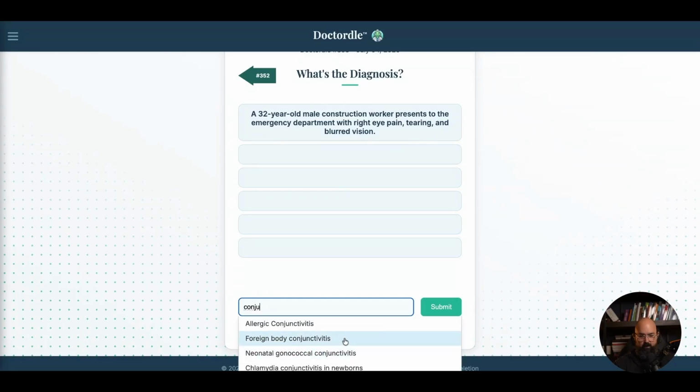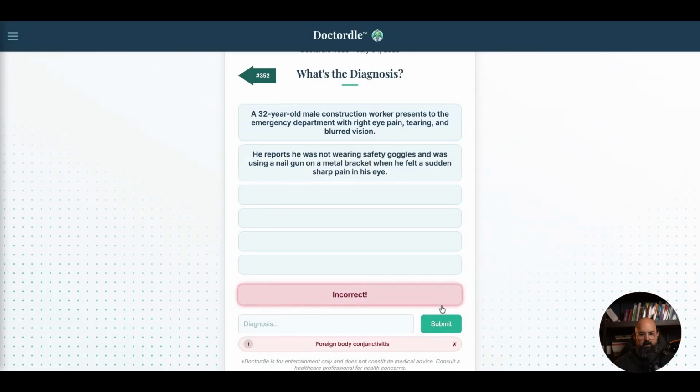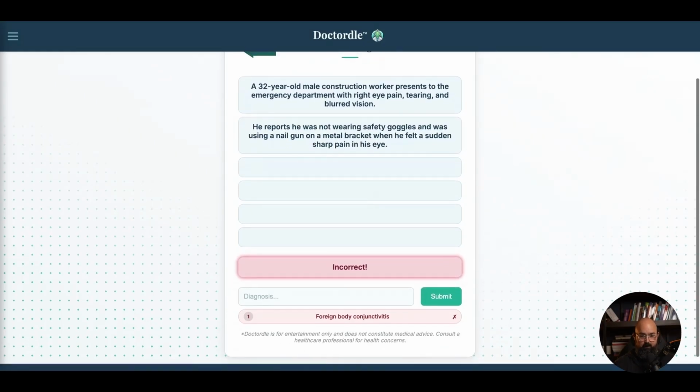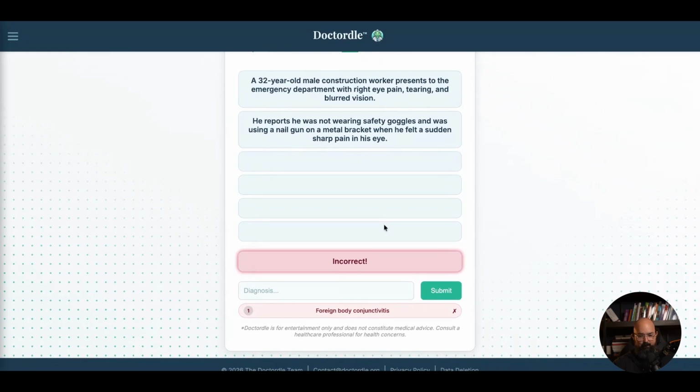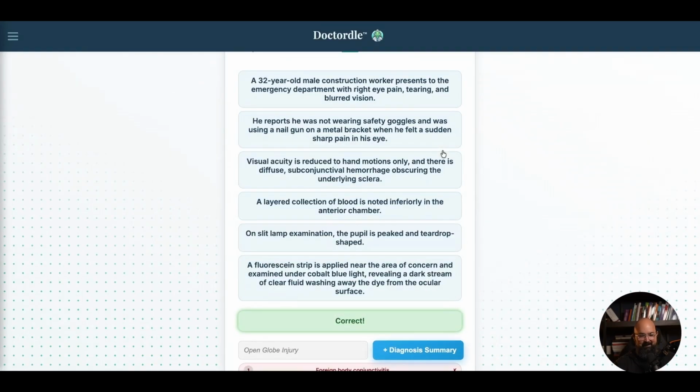Foreign body conjunctivitis? Let's try that. Nay. He reports he was not wearing safety goggles and was using a nail gun on a metal bracket when he felt a sudden sharp pain in his eye. Why don't we just say globe rupture? Well, that was easy.